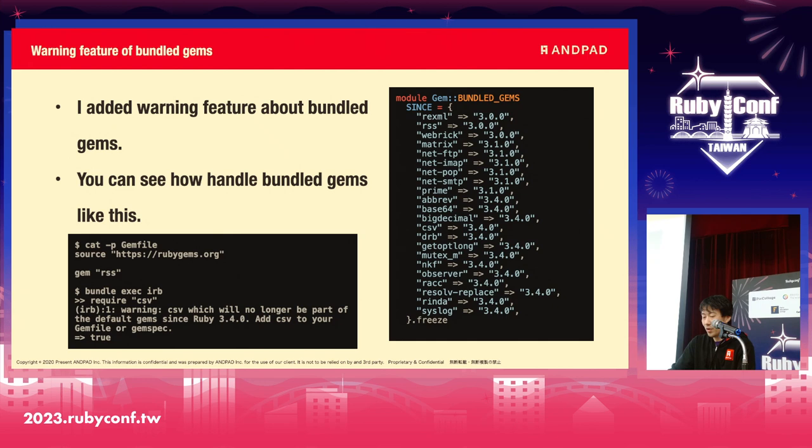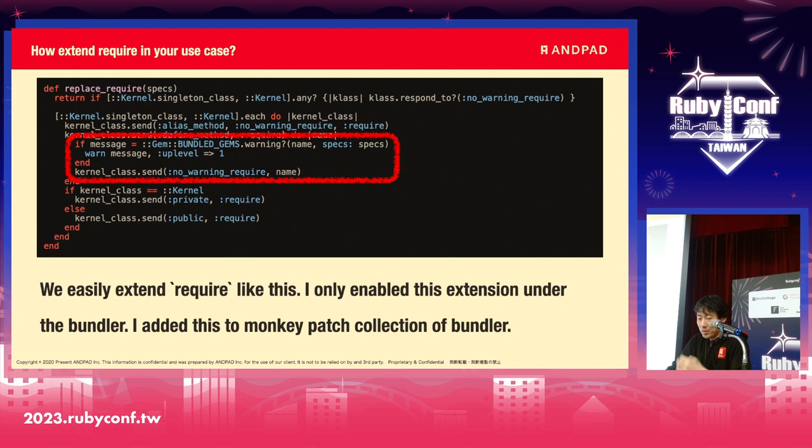This mechanism also extends the require feature. I have included this extension in Ruby 3.3 and enabled it in the Bundler environment. At first, I create an alias for the current require called no warning require. Then I replace the require with this warning feature as shown. You can easily extend require in this way, but Bundler will revert the require extended by RubyGems for performance reasons. So we need to use it carefully.